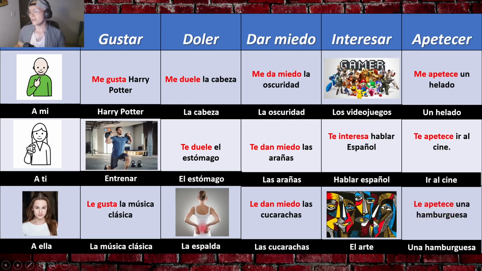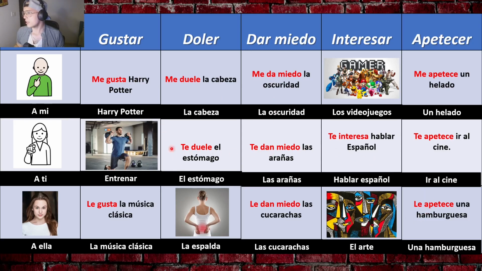There it is. Now, let's notice and let's remember, guys, that the conjugation of the verb will depend on whether it's something singular or something plural, the thing you like, that you're scared of, you're interested in, etc. For example, when we say cockroaches and spiders, we can see it's dan. But when we talk about the darkness, it's singular, we say da. Okay?